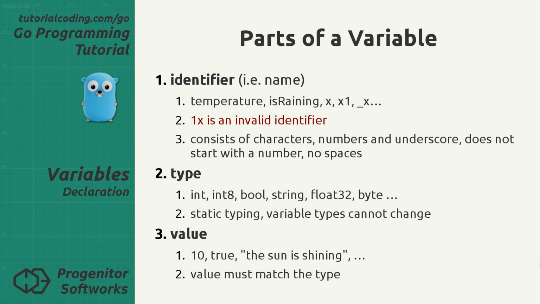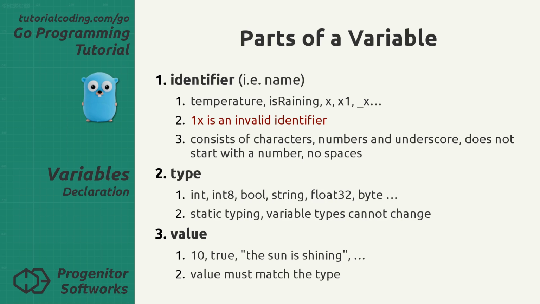Each variable has three parts: an identifier, a type, and a value. The identifier is the name that you use to address variables. A valid identifier consists of characters, numbers, and underscores, but cannot start with a number. X, x1, and _x are valid names, while 1x is not valid because it starts with a number.